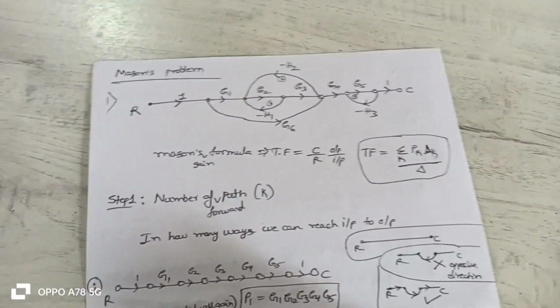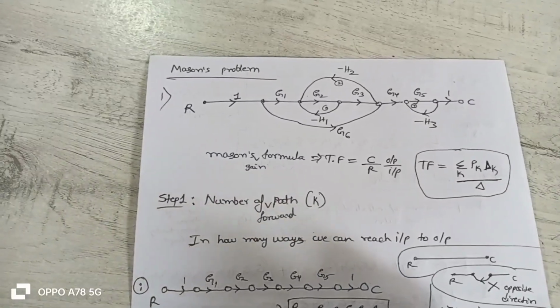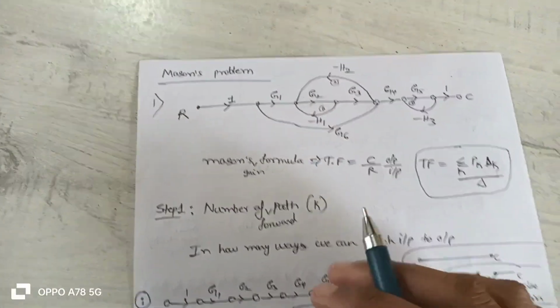Let me explain the Mason's problem, which is the easiest topic. You can grab easy marks here. So this is the problem.